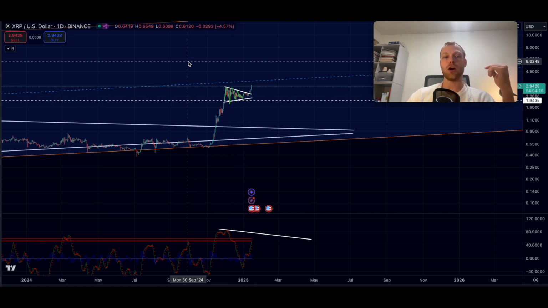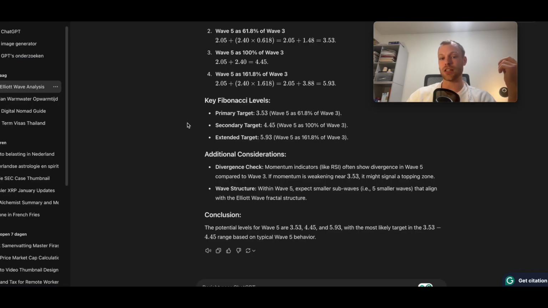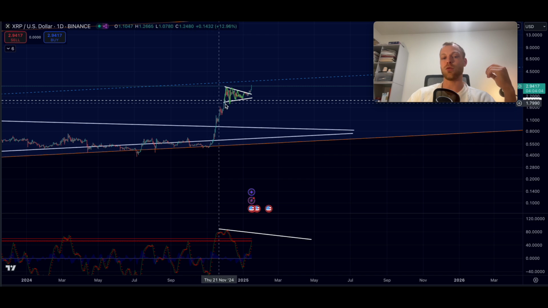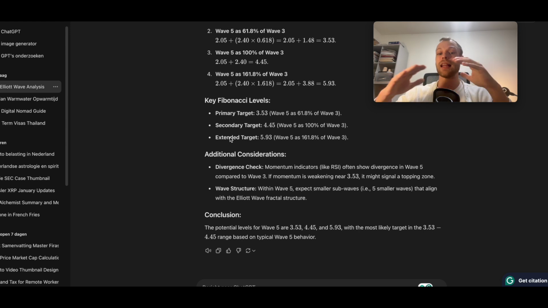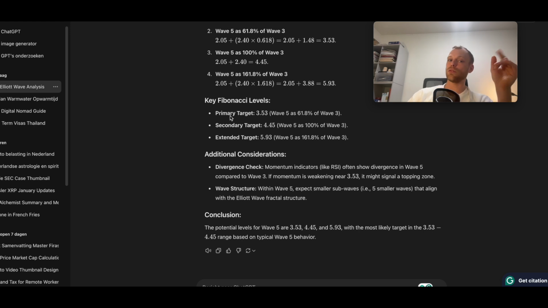Then I actually made some calculations about potential targets in the short-term time frame. I did that using ChatGPT. And ChatGPT told me the primary target of the 5th wave of the structure that we are seeing right here would be at $3.53. The secondary target would be at $4.45. And if we would get that extended target, that would be a target of $5.93.